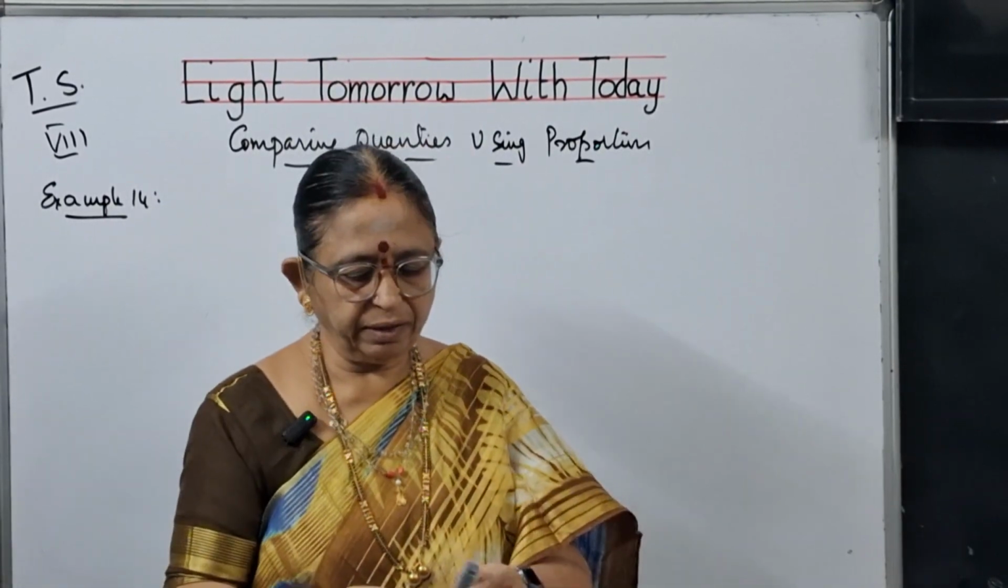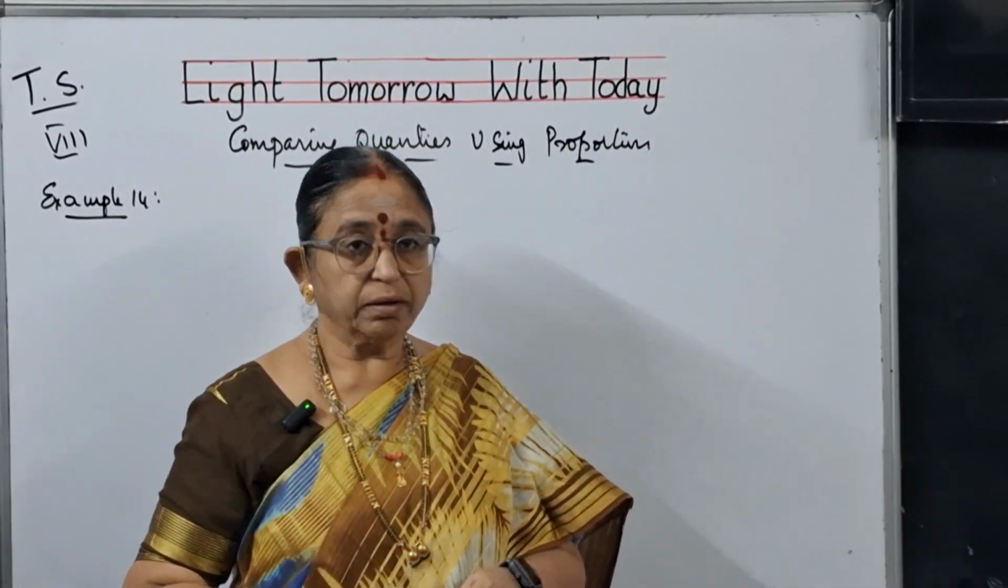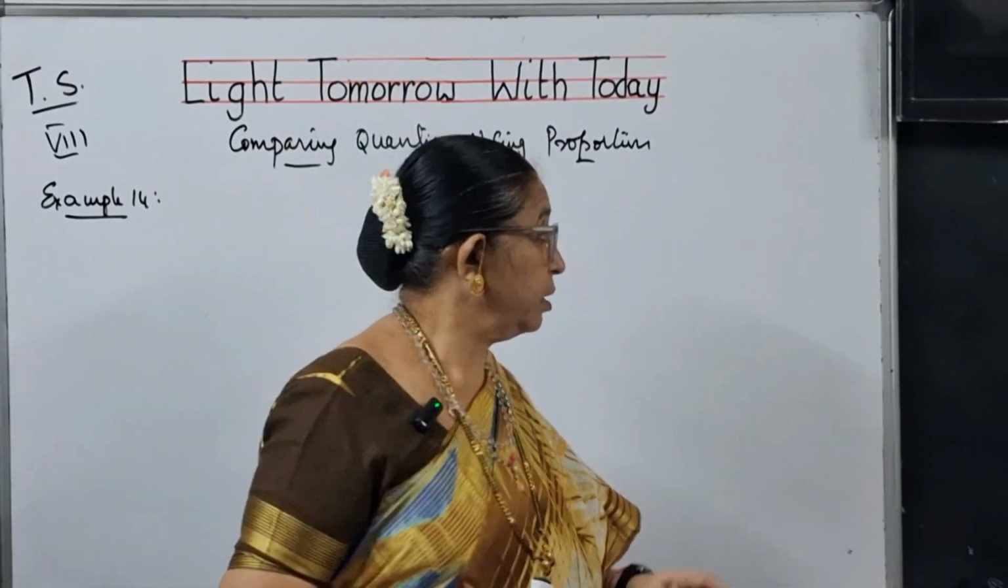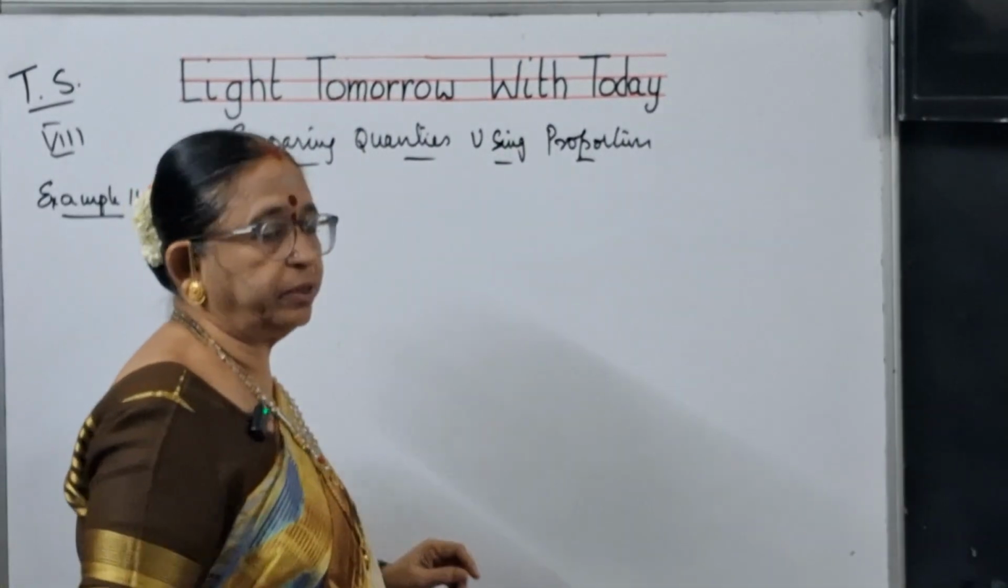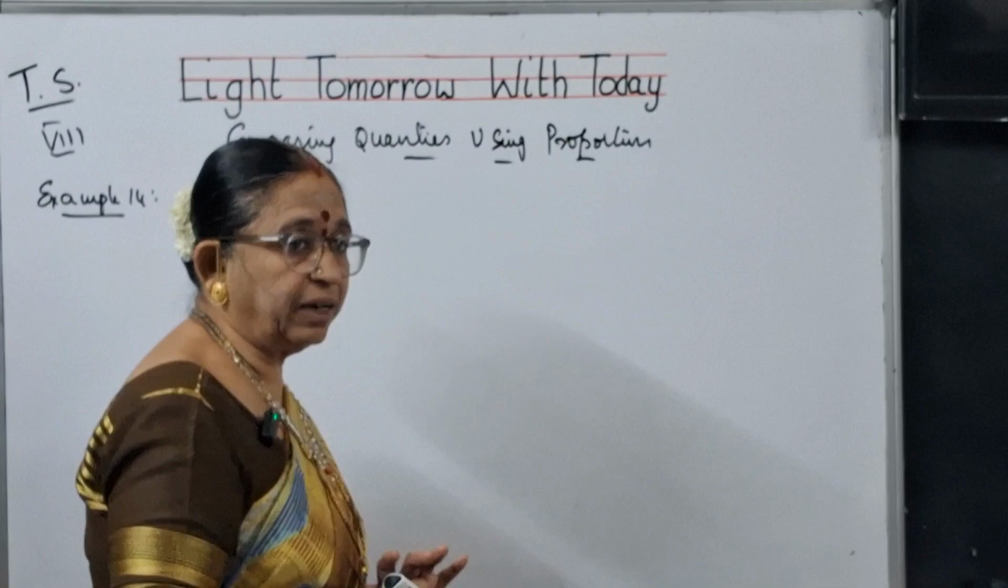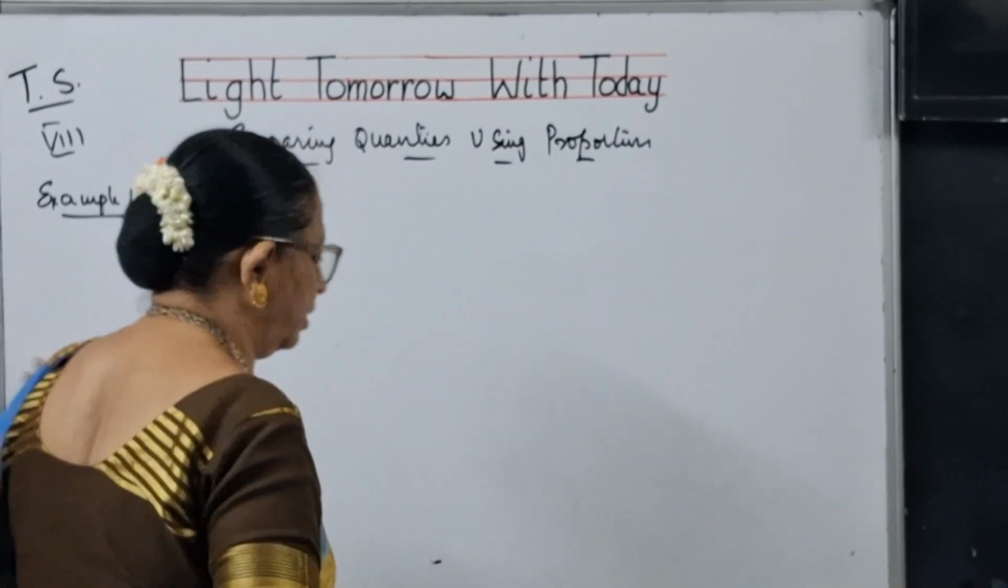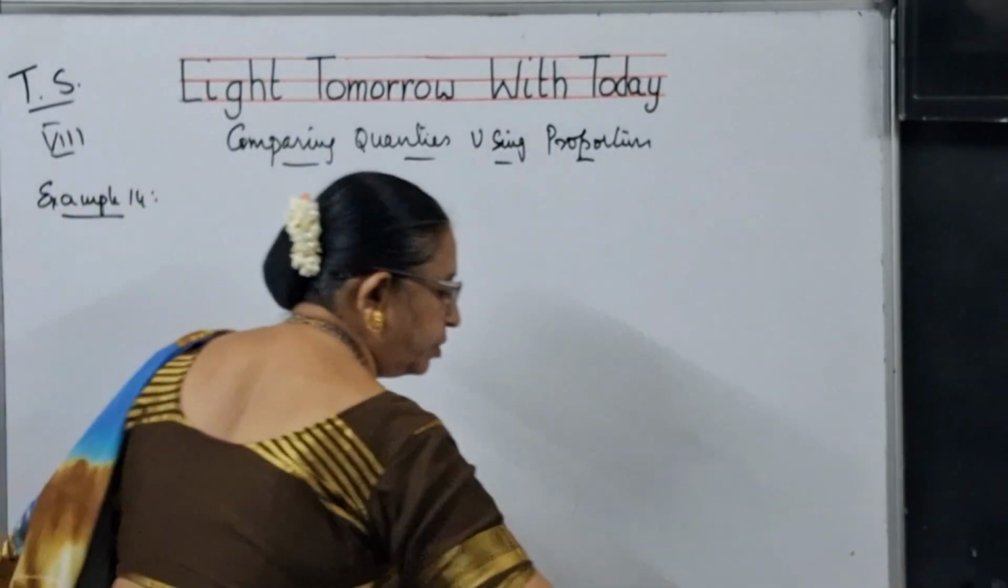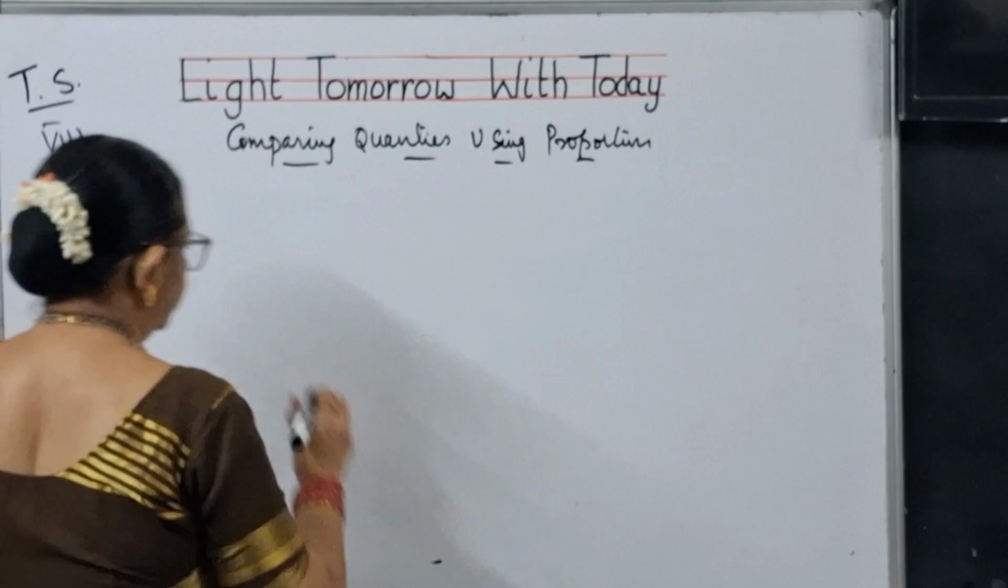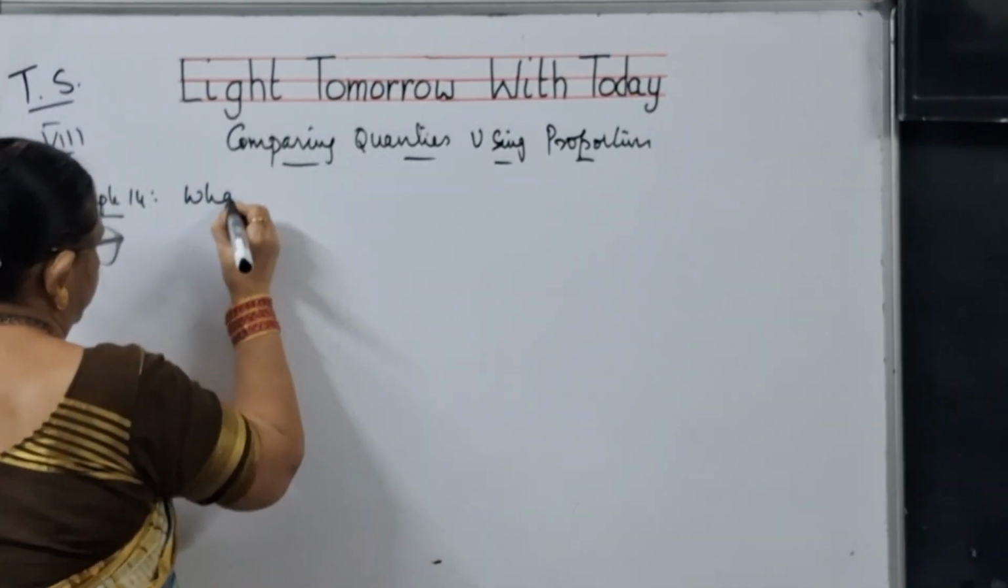Now I am doing 8th class maths, comparing quantities using proportion. In that, example 13 I have done. Now let me see example 14. Example 14 is: what amount is to be repaid?